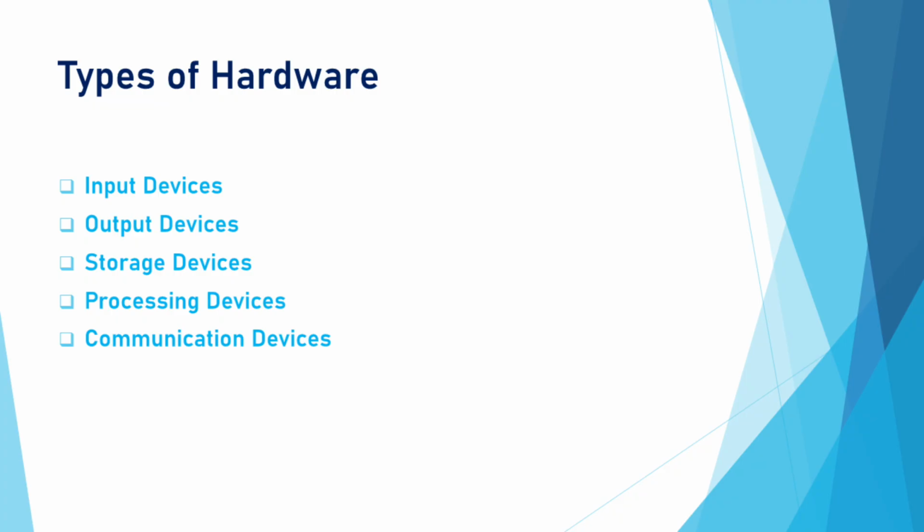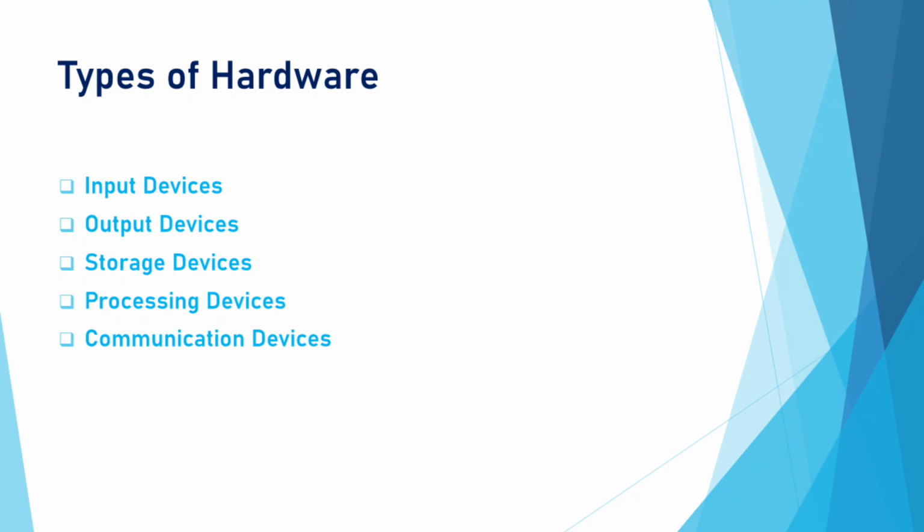Output devices display the processed information. Examples include monitors, printers, projectors, and speakers. Storage devices are the ones which store data for future use. Examples include HDDs, SSDs, pen drives, and memory cards. Processing devices are the CPU, also known as the brain of the computer, which processes all instructions. RAM temporarily stores data while programs are running.